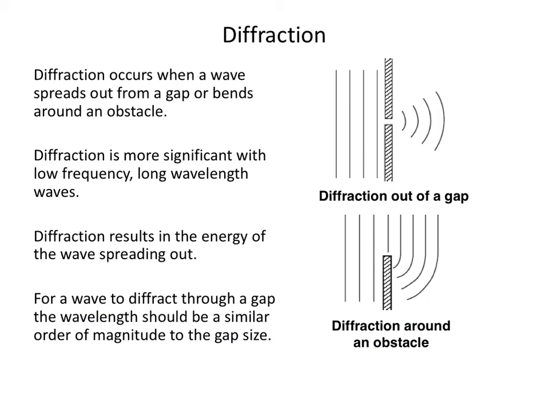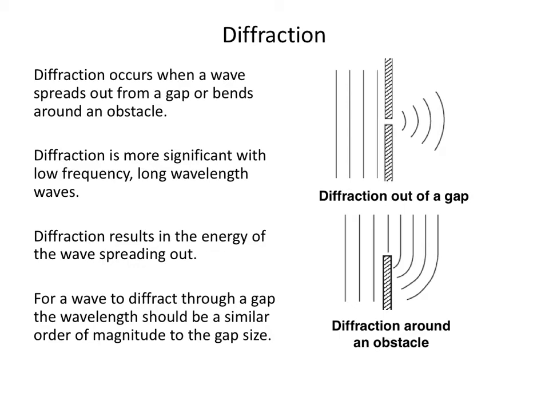There's a few effects that you need to be aware of about waves. The first one we'll look at is diffraction. Diffraction occurs when a wave spreads out from a gap or bends around an obstacle. Diffraction is more significant with low frequency at long wavelengths, and diffraction results in the energy of the wave spreading out.